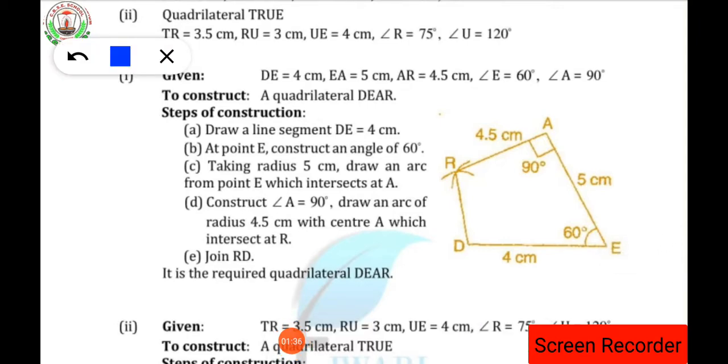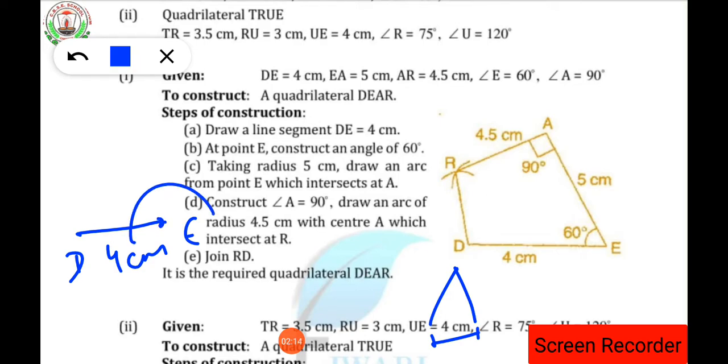For constructing the quadrilateral DEAR, first you have to draw one straight line of measurement 4 centimeter and label it as DE. You have to draw a line segment DE of measurement 4 centimeter with the help of your scale and pencil. Clear? Then take any radius on the mouth of your rounder, keep the needle at point E, and draw an arc so that we can draw 60 degree.